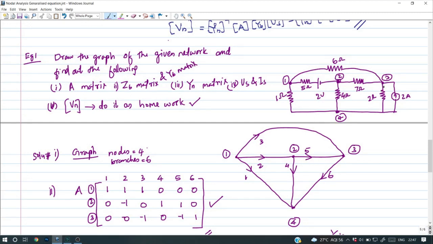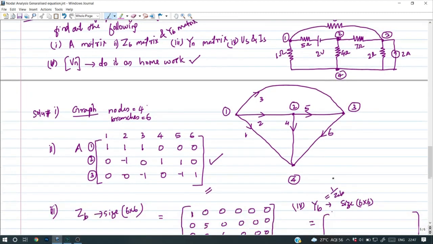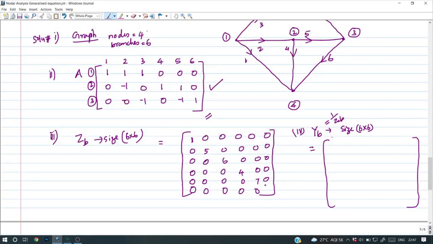The 6th branch impedance is coming as 2 ohm, so the 6 by 6 entry is 2 ohm. So this is your ZB matrix. After finding out the ZB matrix, you can easily find out the YB matrix, the branch admittance matrix. It is the reciprocal of ZB. As ZB is a diagonal matrix, we can easily find out YB. Inverting just the diagonal entries gives the YB matrix.